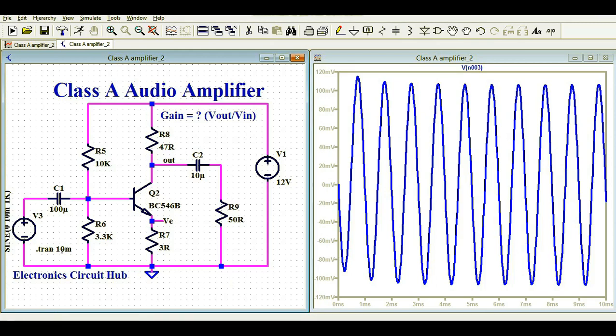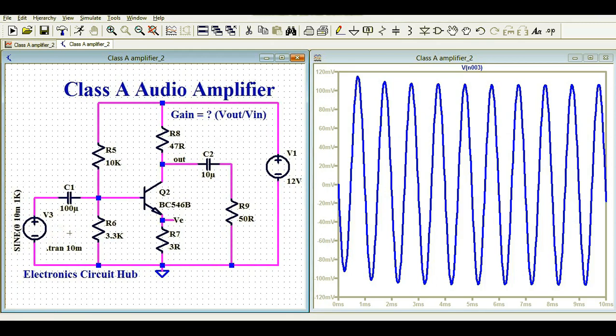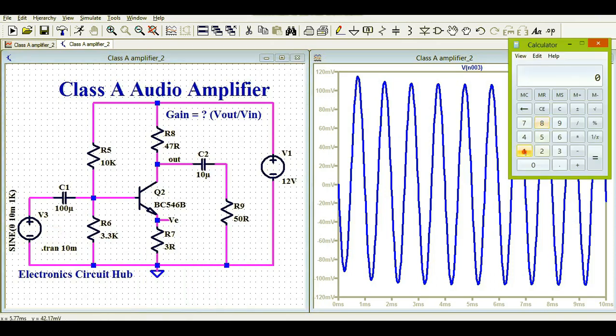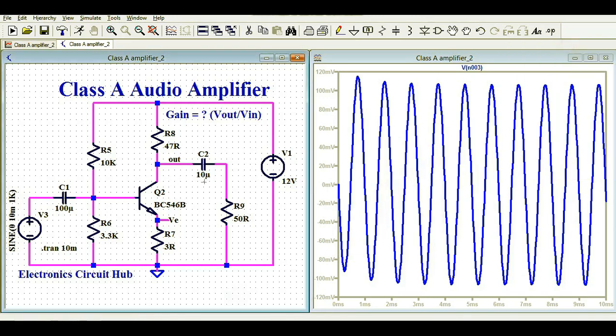Now your input signal is 10 millivolts, and your output signal is 107 millivolts. Your gain here is 10.7. So you can see here, guys, your gain is 10.7. For this circuit your gain is 10.7.